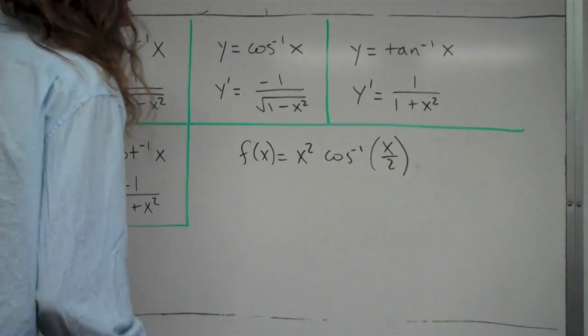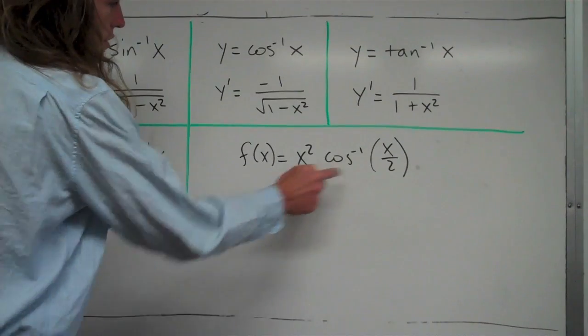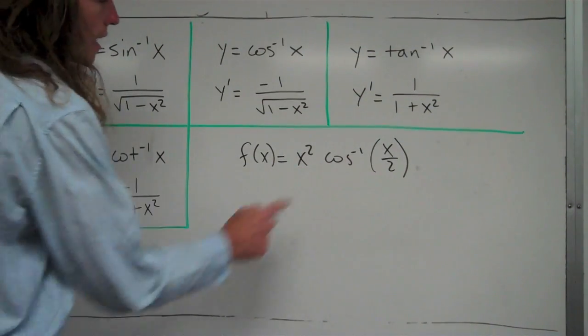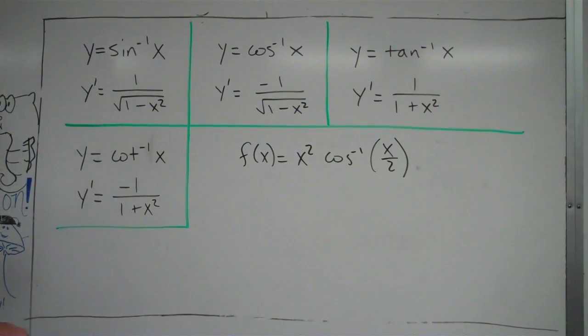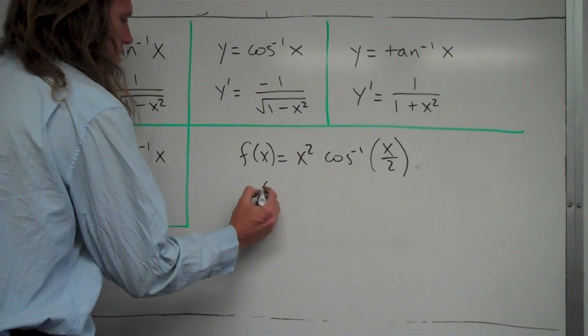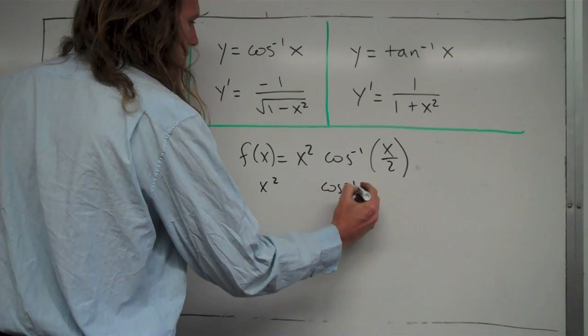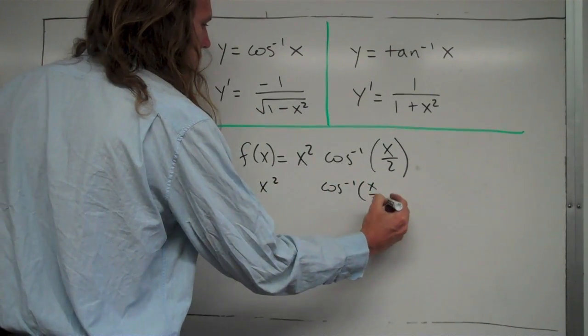Alright, let's go ahead and look at one more example here. So for this one, I have an inverse cosine in here, but notice I have x squared times inverse cosine, so I have to actually use the product rule here. So, what I'll do is I'll just write this out. Okay, one of my functions is x squared, one of my functions is cosine inverse x over 2.